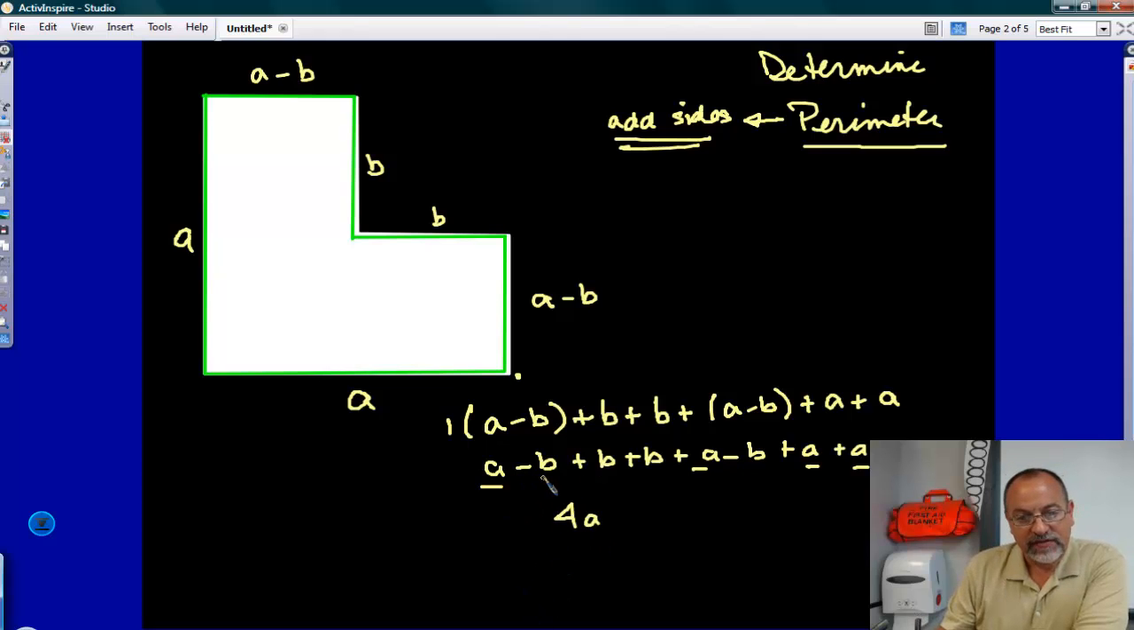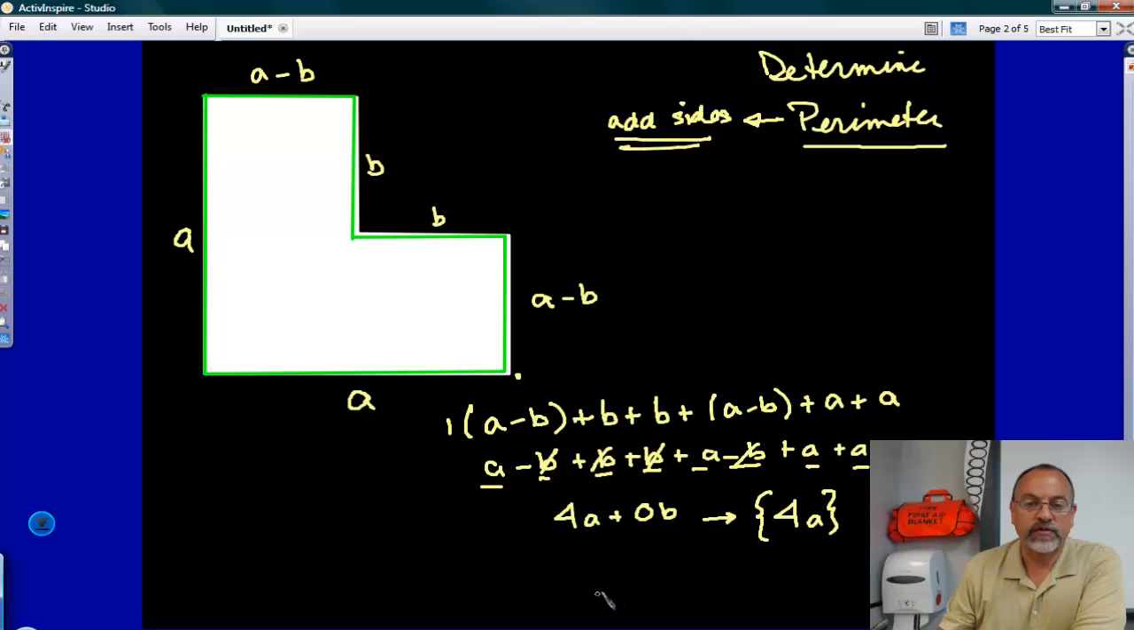And then here I have a negative B plus a B. Well, that's going to be 0. They're going to cancel out. Negative B plus B is 0. So that's 0. Then I have B minus B. Again, that's B minus B. That's 0 as well. So I end up with 4A plus 0 B's, if you want to write it, or 0, and 4A plus 0 is simply 4A. Okay, so the perimeter of this figure would be 4A.